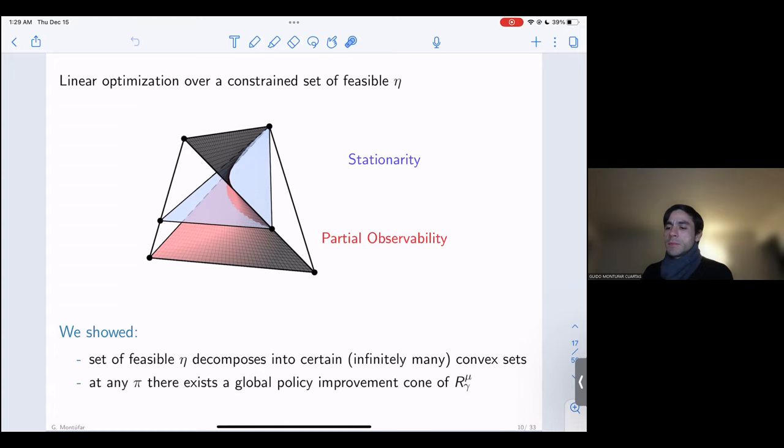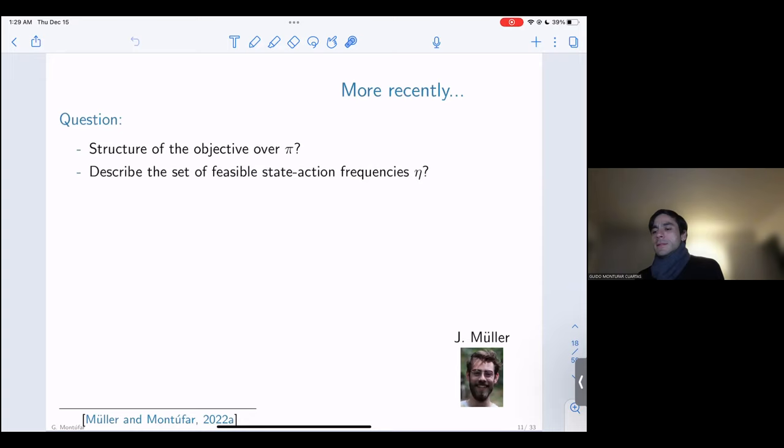Now, more recently, and this is the part that got me very excited, especially this year, with Johannes, we started looking at this question: can we say something more specific about the structure of the objective function over the policies? And then also, can we actually provide an accurate description of the feasible set of state action frequencies?